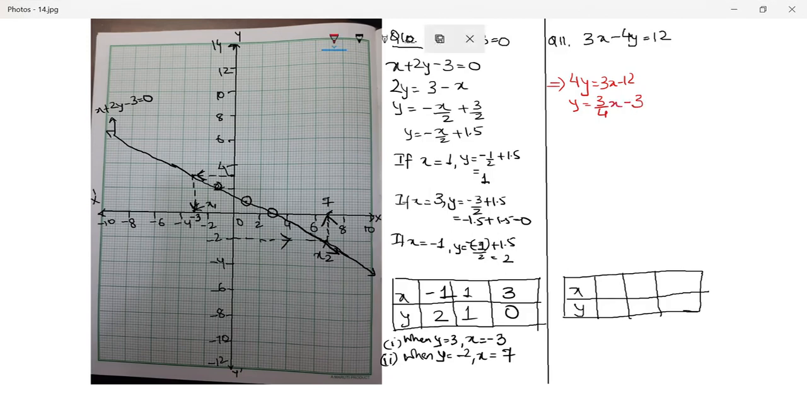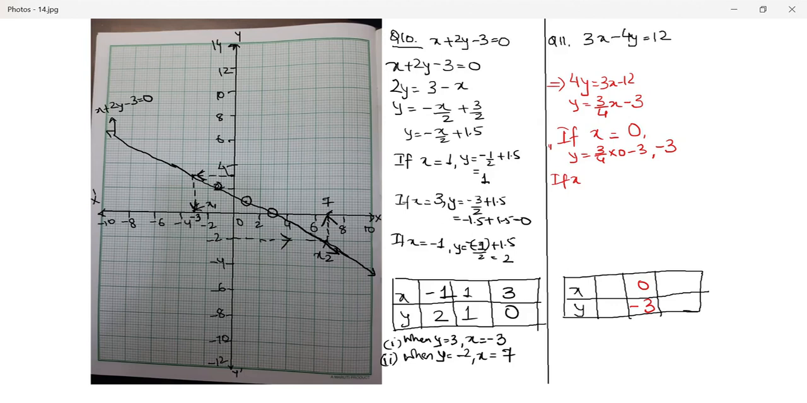So I know my slope is 3 by 4, which means it's slanting upwards like this, and it will pass through -3 because that's my y-intercept. So if x is equal to 0, y will be equal to 3 by 4 into 0 minus 3, which is equal to -3. So x is equal to 0, y is equal to -3. That's my point number one.